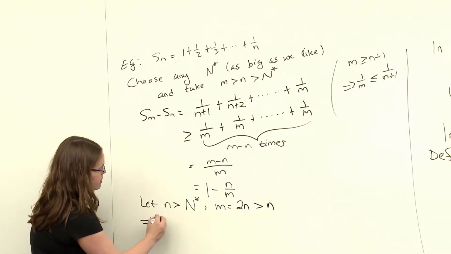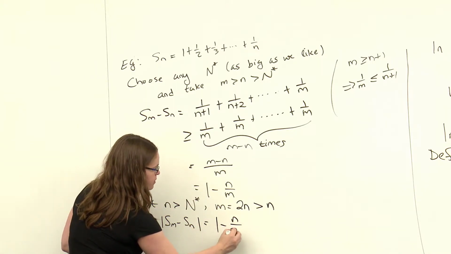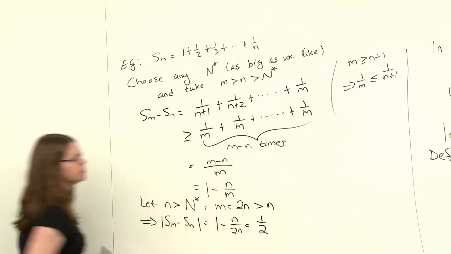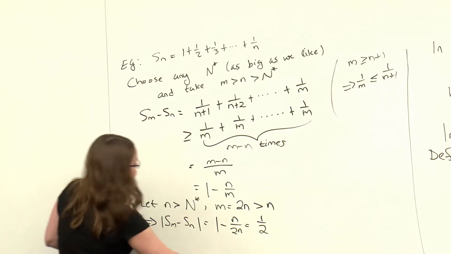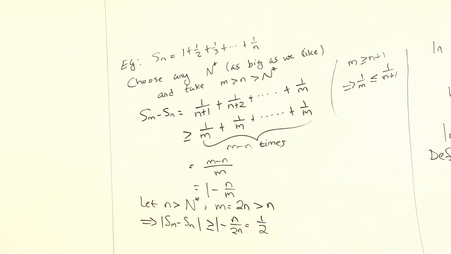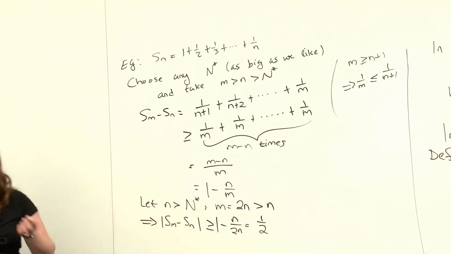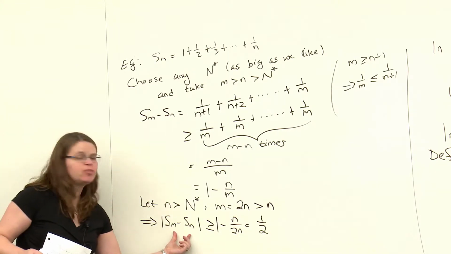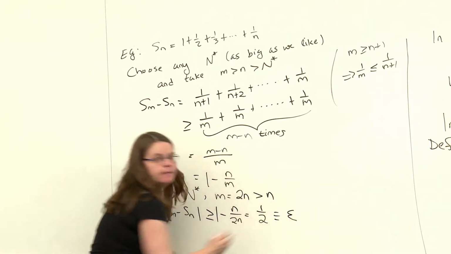And what do I get? Sm minus Sn is equal to 1 minus n over 2n, which is a half. Greater than or equal to a half, yeah. Right? And it doesn't matter how big n star is, right? No matter how big I take n star, I can always find a choice of n and m such that the difference between these two things is at least a half, right? I could call this my epsilon.